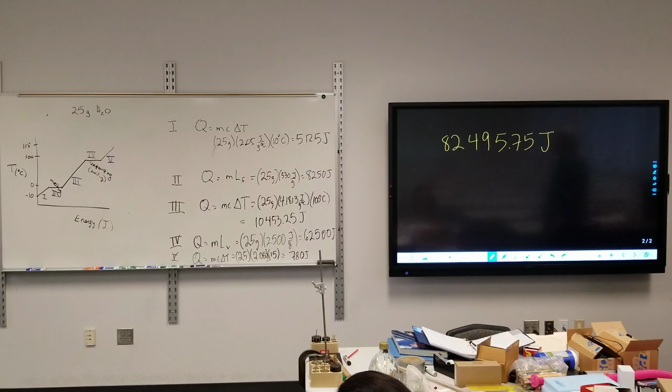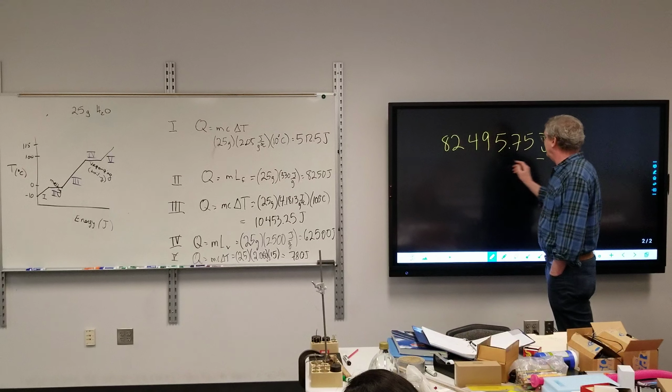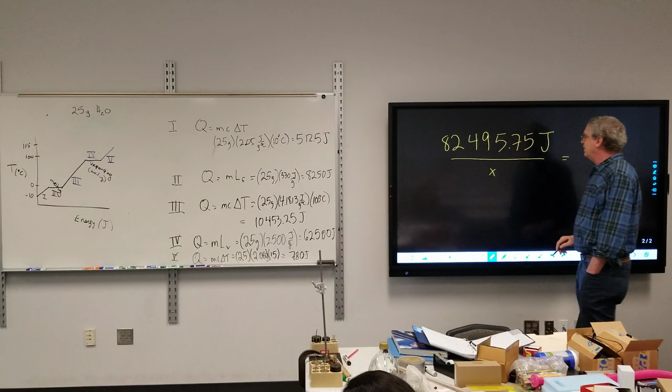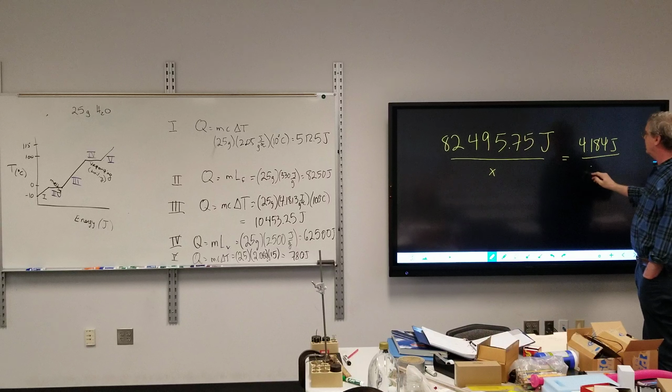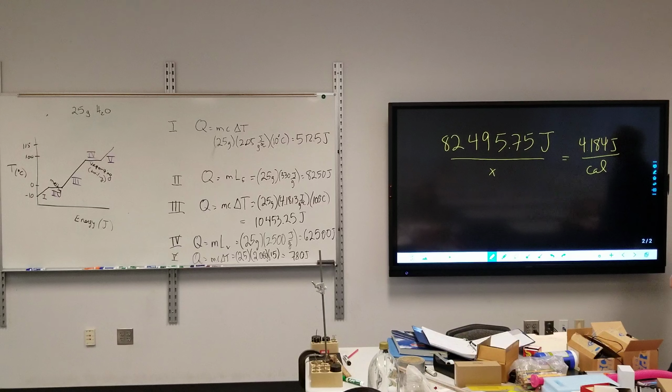How many calories is that? So first off, we need to figure out how many joules there are in a calorie, or calories in a joule. What is that number? That's joules per calorie? Yep. So there's the math problem. In essence, that's a 1 there. So we multiply the diagonal we know and divide by what's left over. So 82,495.75 divided by 4.184.